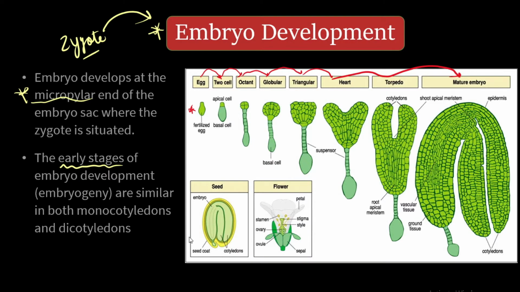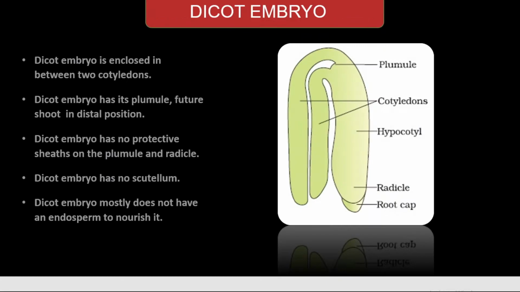The mature embryo may be of two types, dicot embryo and monocot embryo, which we'll be discussing in the coming slides, as I mentioned. But the early stages of embryo development, that is embryogeny, will be similar in monocot and dicot embryos. The later stages vary, and we will concentrate on that while discussing the structure of monocot and dicot. So without wasting any time, let's move on to the next part, the dicot embryo.